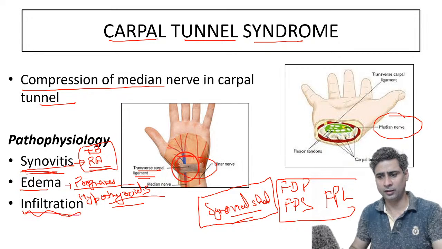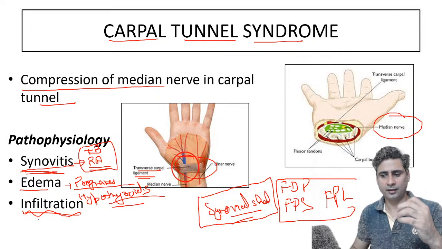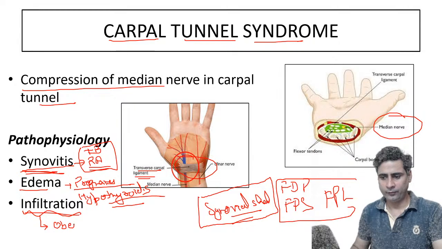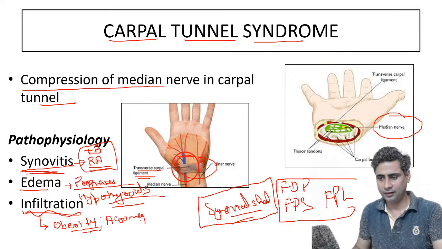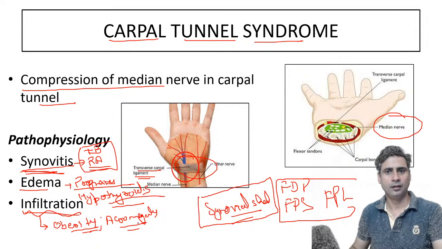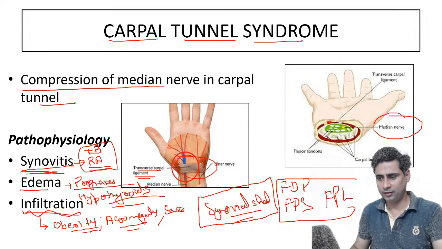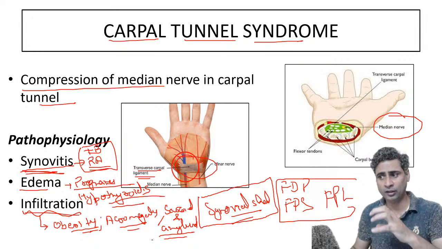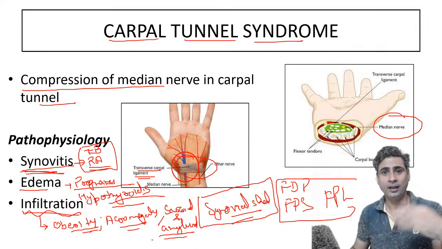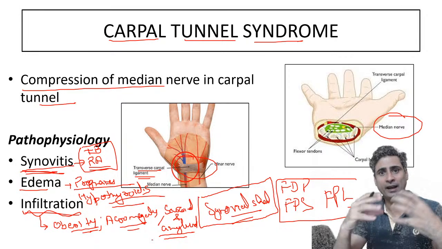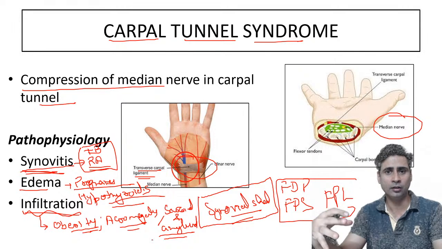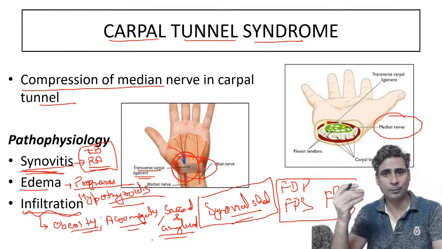Finally, infiltration. Some infiltration is there, like in obesity there will be fatty infiltration, proliferation of adipocytes. In acromegaly, in sarcoidosis or amyloidosis, there will be infiltration. So these are the important causes of carpal tunnel syndrome. In diabetes mellitus, there is already peripheral neuropathy, so already compromised peripheral nerves. If any cause occurs, this can lead to carpal tunnel syndrome.